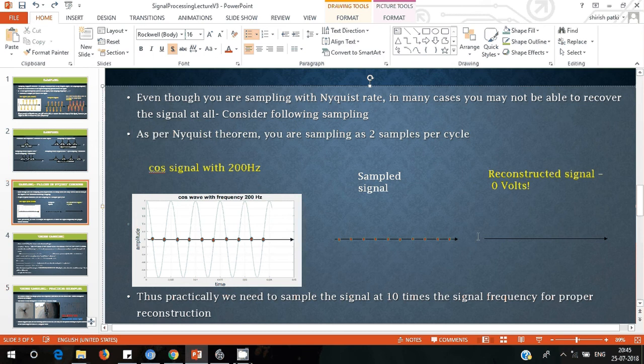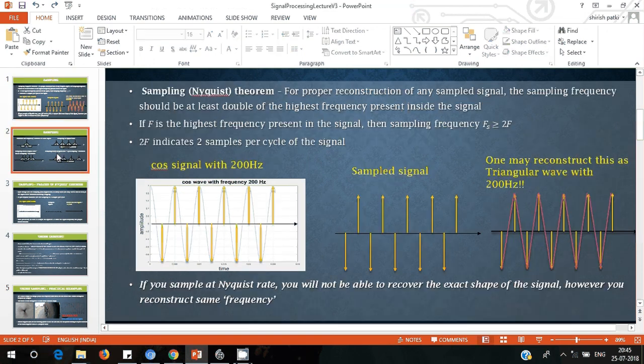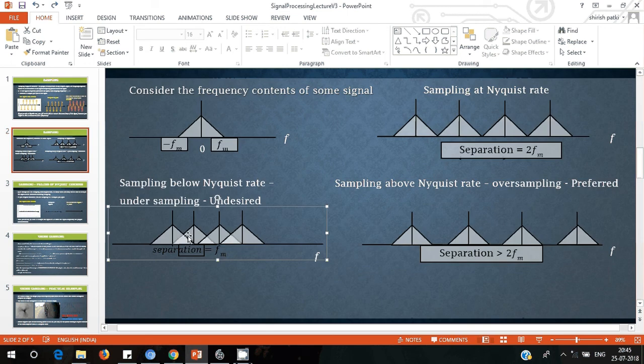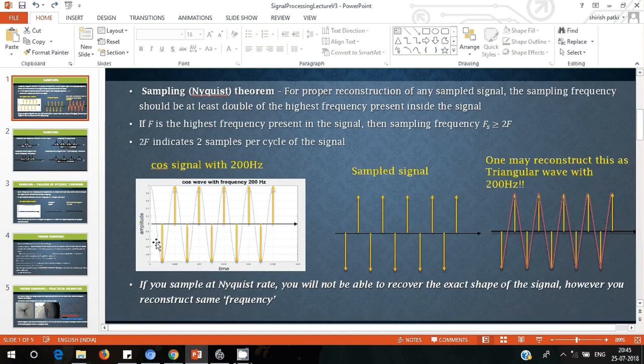Now let us see what happens if you are sampling with a frequency which is equal to the signal frequency. In this figure, as I told you, you are sampling with the frequency equal to the signal frequency, that is FM. Your samples are overlapping. In the time domain, consider the same cosine signal, sampled with the signal frequency, not the Nyquist frequency. This means you are taking one sample per cycle.